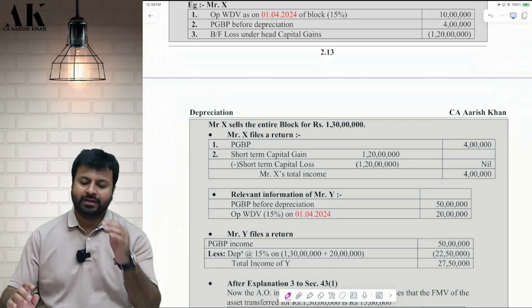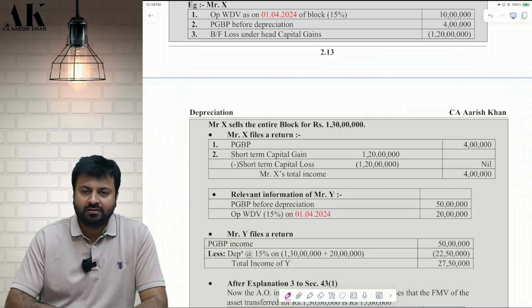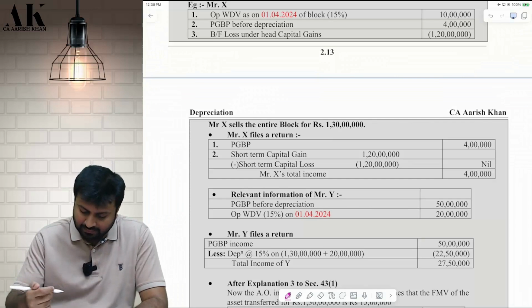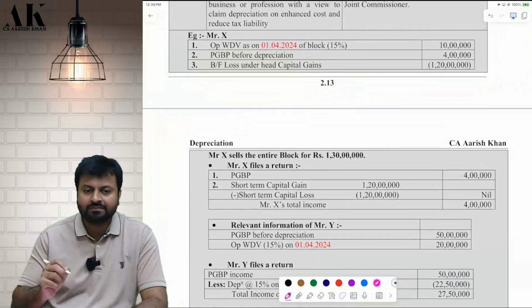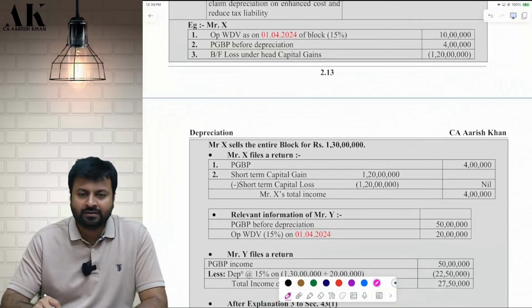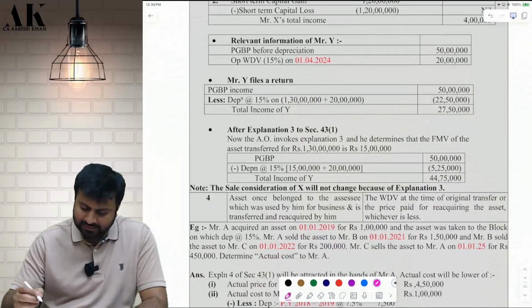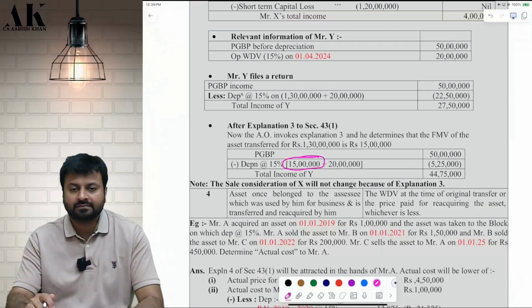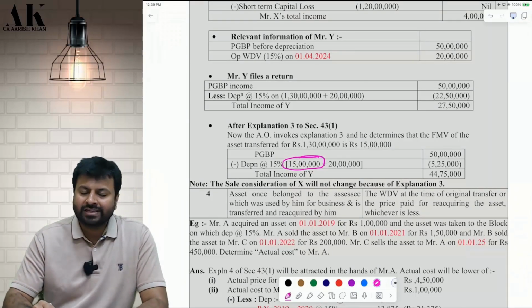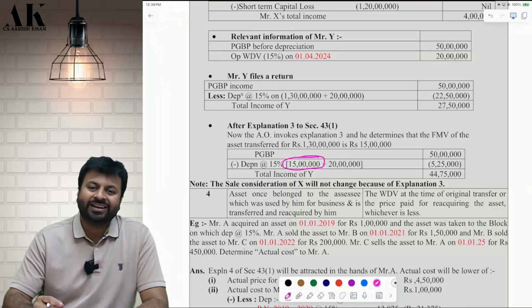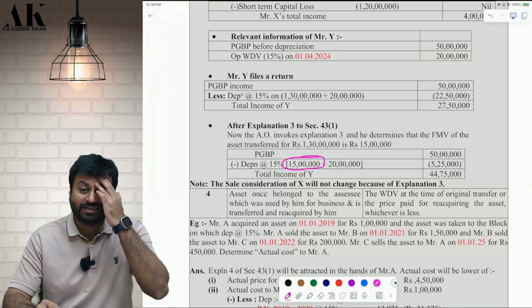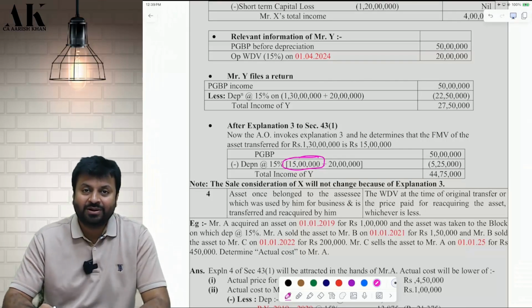Now, one thing to be kept in mind over here, in this entire transaction, the AO is doing what? The AO is changing the cost of the buyer, right? Yes or no? In this example, how much was the original cost at which it was bought? 1.3 crore, correct? Yes or no? And then the AO changed that to how much? 15 lakhs, correct? Now the law says that the seller cannot change its selling price. That is not allowed. The seller cannot say that my selling price is not 1.3 crore, my selling price is also 15 lakhs. Are you able to understand or not?